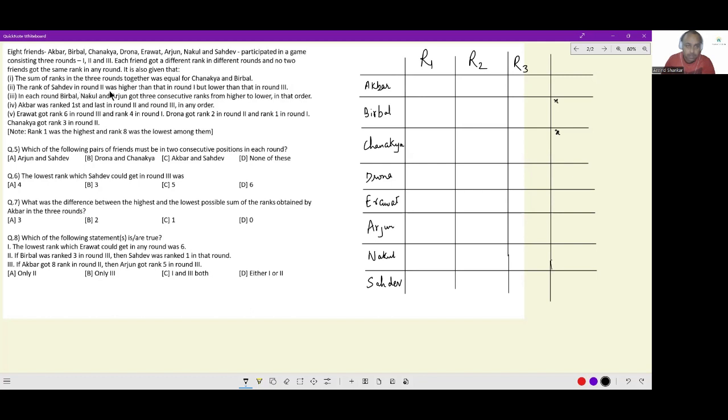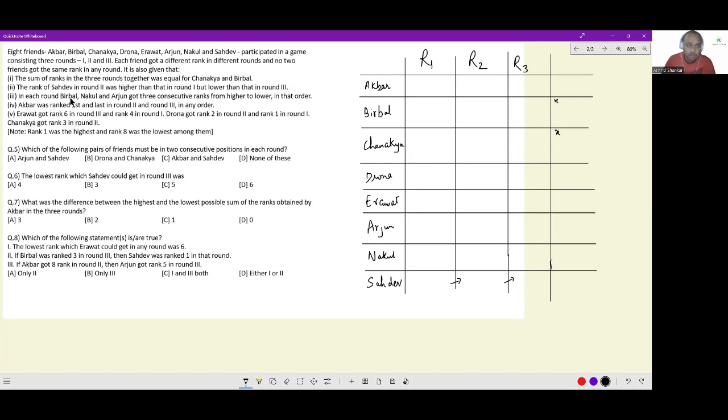The rank of Sehdev in round 2 was higher than that in round 1, but lower than that in round 3. So we can represent that by the use of 2 arrows. The ranks are getting progressively better for Sehdev from round 1 to round 2 to round 3.